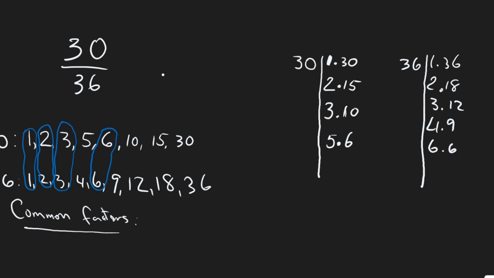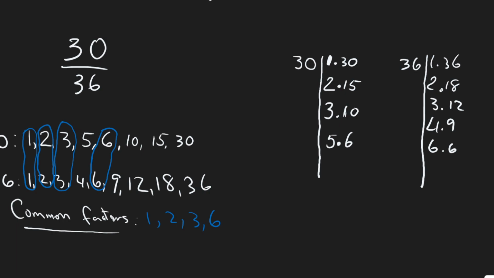What are they? The common factors are the one we have here. That's 1. They're common for both numbers. 1, 2, 3, and 6. Oh, we only have 4 common factors.